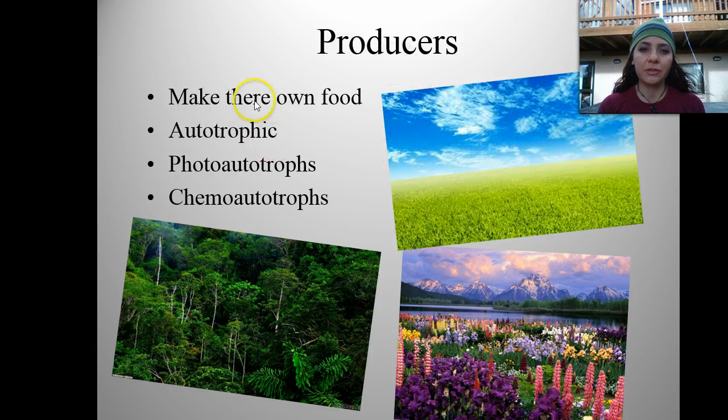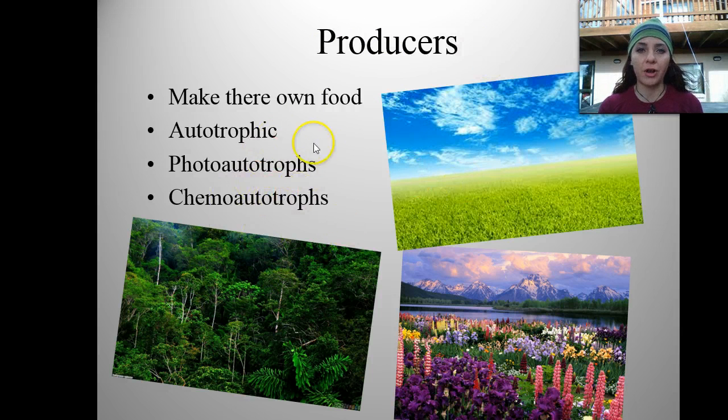So producers are organisms that can make their own food. They get energy from the sun that they convert into food that they themselves, as well as other organisms, can use. These are also referred to as autotrophic. Auto meaning automatic. So they automatically make their own food. We have two types of autotrophs.